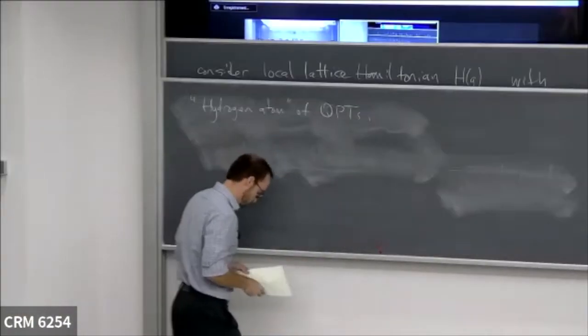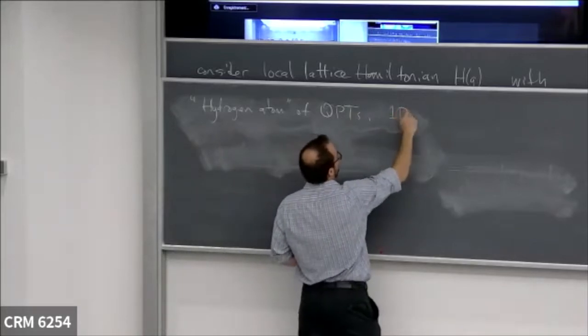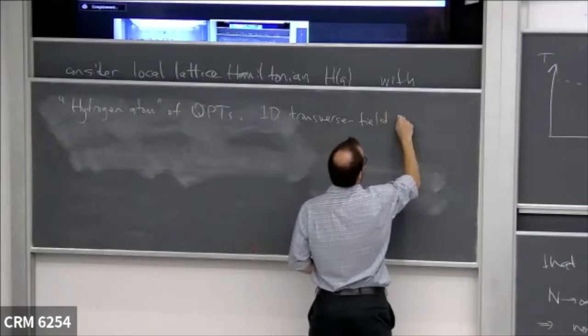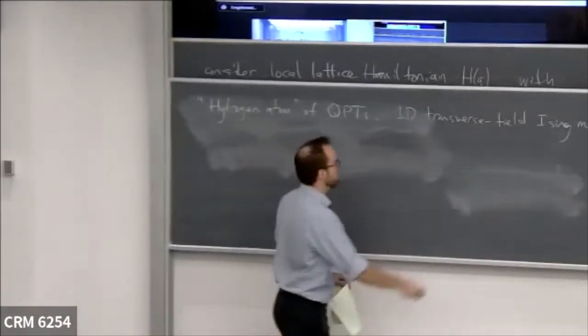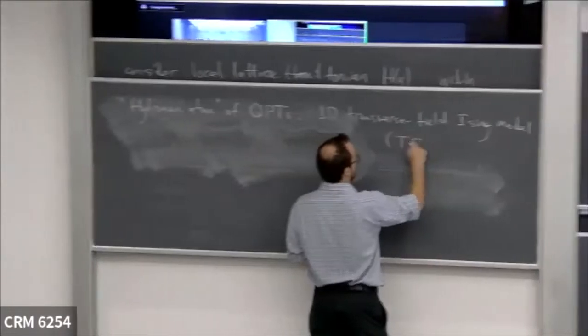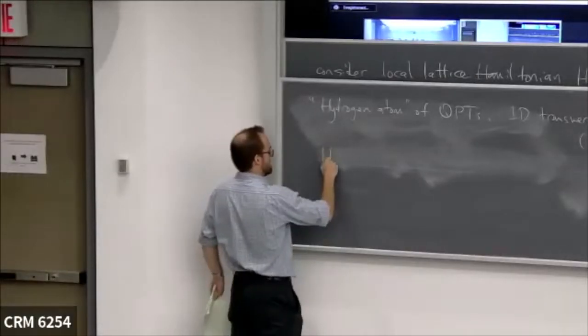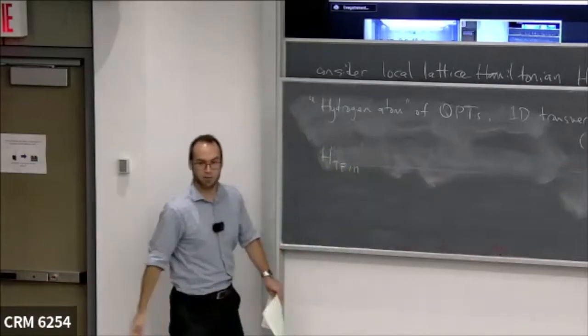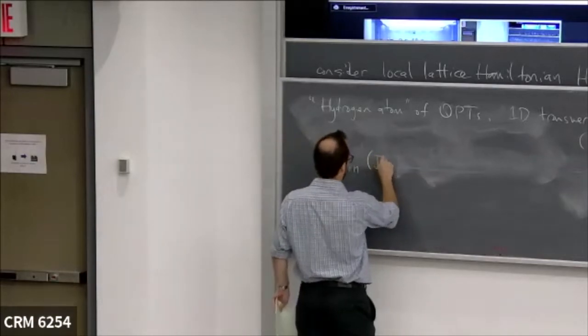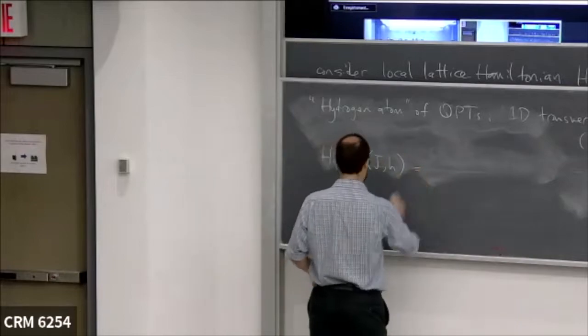which is the one-dimensional transverse field Ising model. You could say the one-dimensional quantum Ising model. So I'll use this abbreviation, TFIM. The model is very simple to write. It will be a function of two couplings, some coupling J and some coupling H.